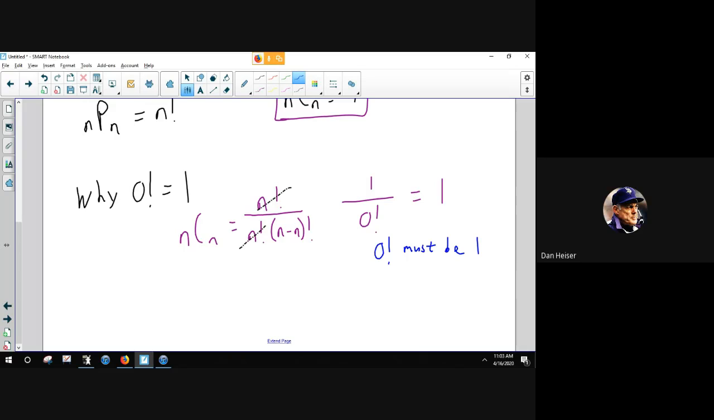This was strictly invention. 0 factorial equaling 1, strictly invention. We know that nCn has to be 1. The only way to make it come out to be 1 is if 0 factorial itself is 1. Strictly invention. Time to look at some examples.